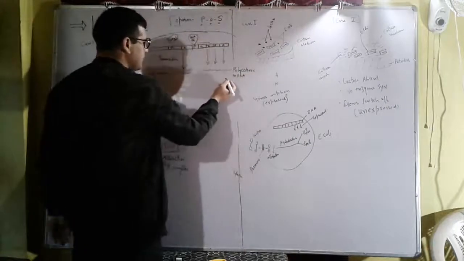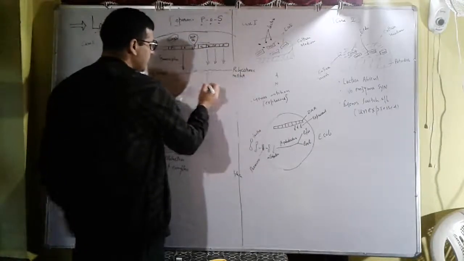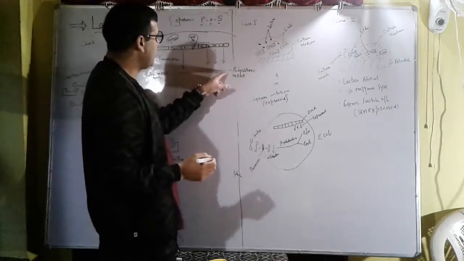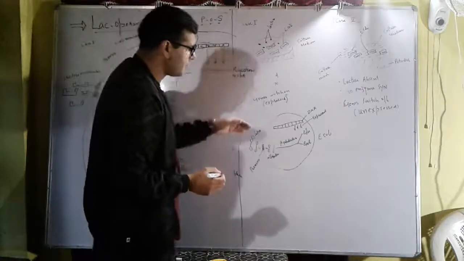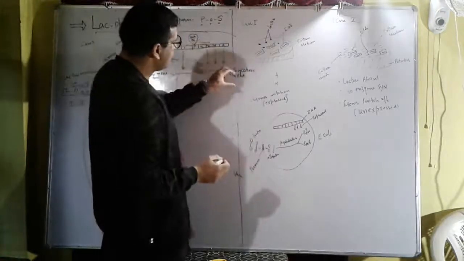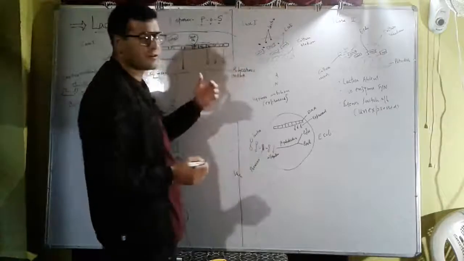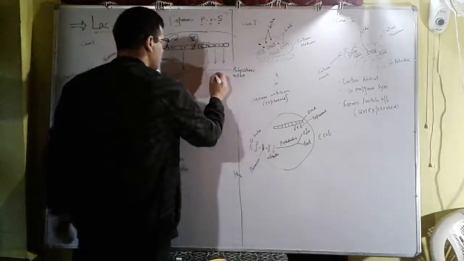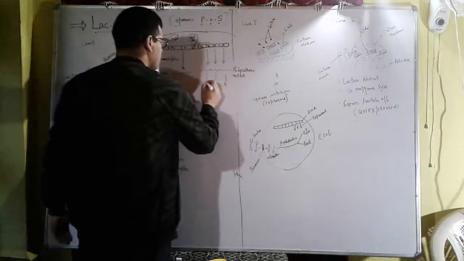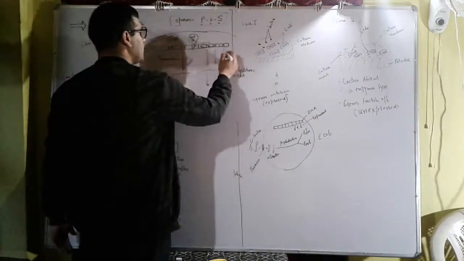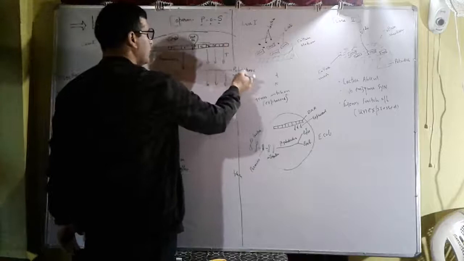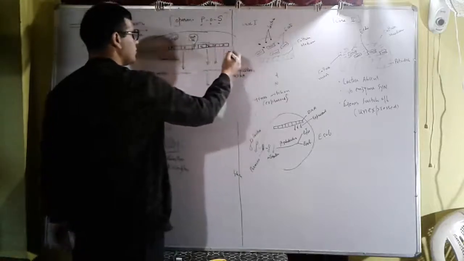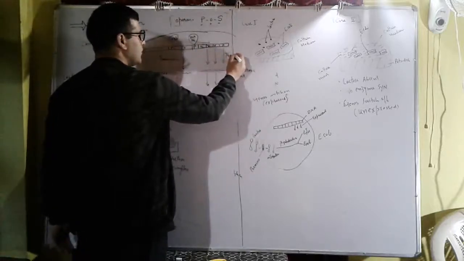That means this is polycistronic mRNA. That means this mRNA synthesizes several proteins. It's a single mRNA which can synthesize several proteins, and these several proteins can act as enzymes. Obviously, this is transcription. When mRNA is synthesized from structural genes, this is called transcription.